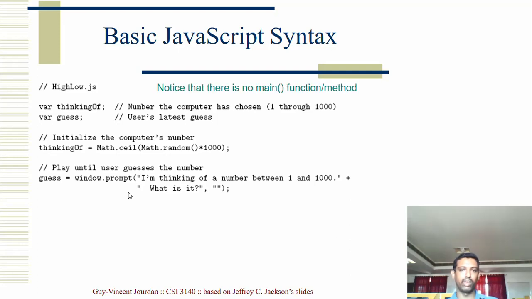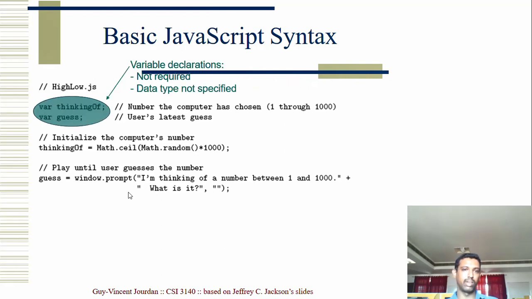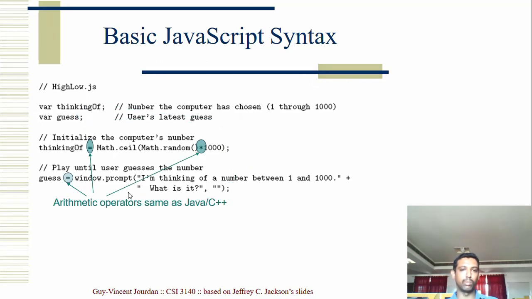Notice that there is no main function or method. This is very important. Comments are like in Java or C++, using slash single star or slash double star. So this is the variable declaration. Here the data type is not specified; there is no need to represent a specific data type. Semicolons are usually not required, but it is good to end each statement with a semicolon. The semicolon is optional.